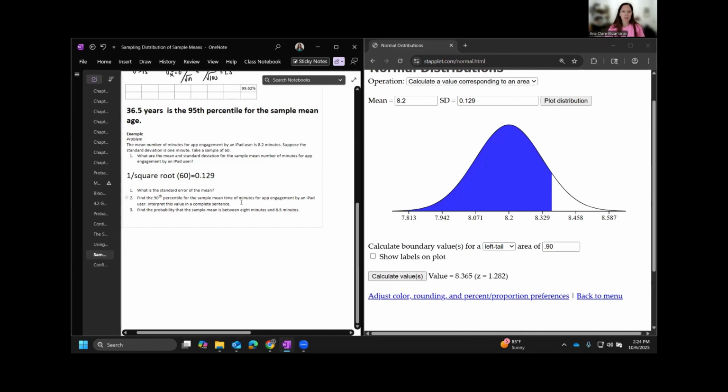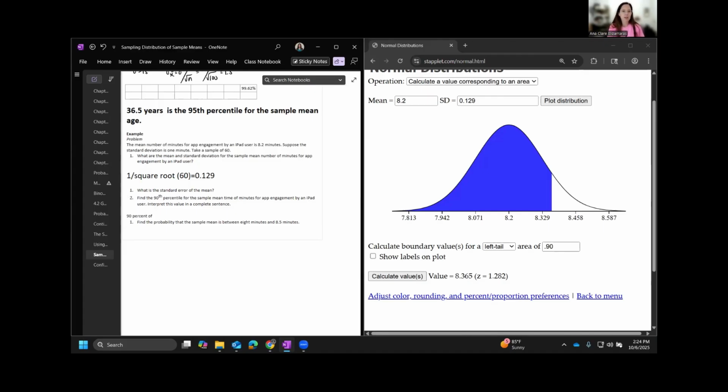So we want to interpret this in a complete sentence. So 90% of iPad users have an app engagement of 8.365 or less. Some people interpret the percentile to be equal to the value, and some people it's just less than. I actually prefer just less than. So I would say 90% of iPad users have an app engagement of less than 8.365 minutes.